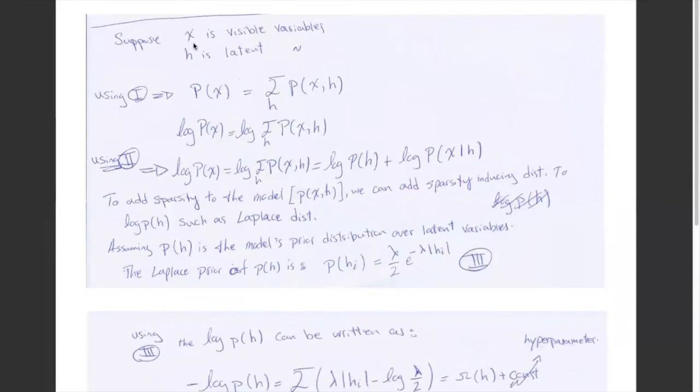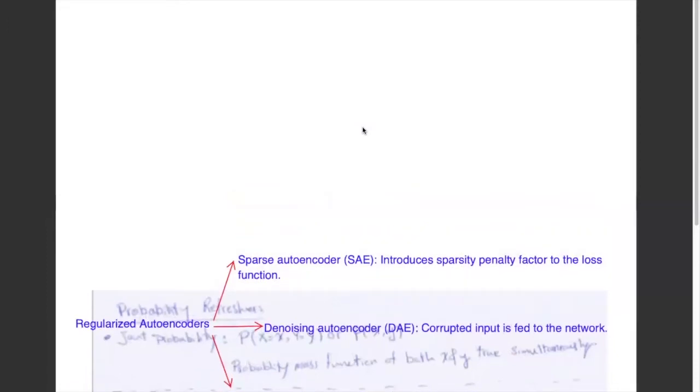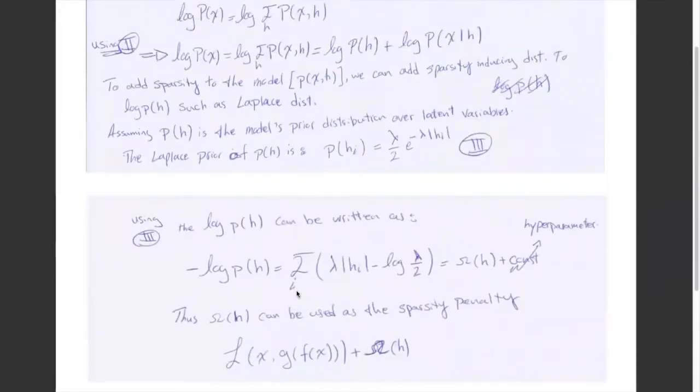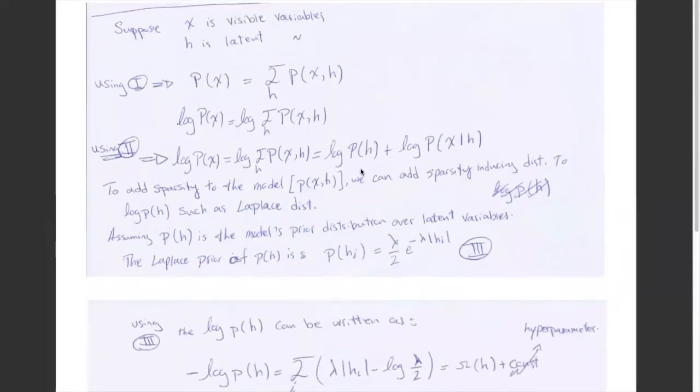Having these principles in mind, suppose we have our visible variables, basically the input, as x, and the latent variables, the middle, the bottleneck, as h. Using the first rule, we can write the marginal probability: p(x) equals the sum of p(x, h) over all h instances. You take a log from both sides, and it would look like this. Using number 2, the conditional probability, we can write the second expression, as log p(h) plus log p(x given h).